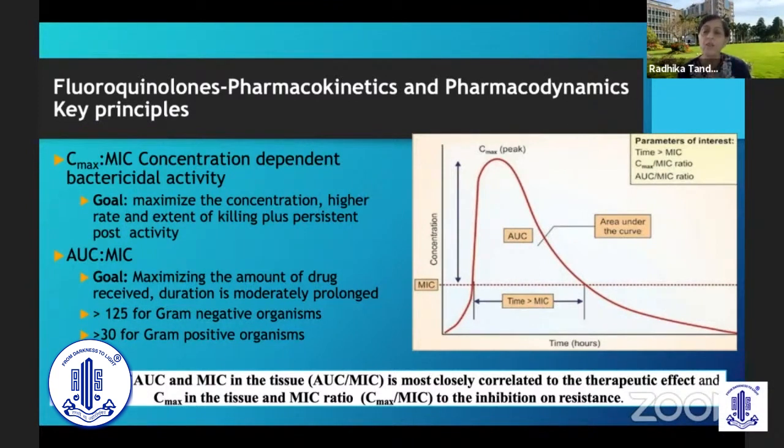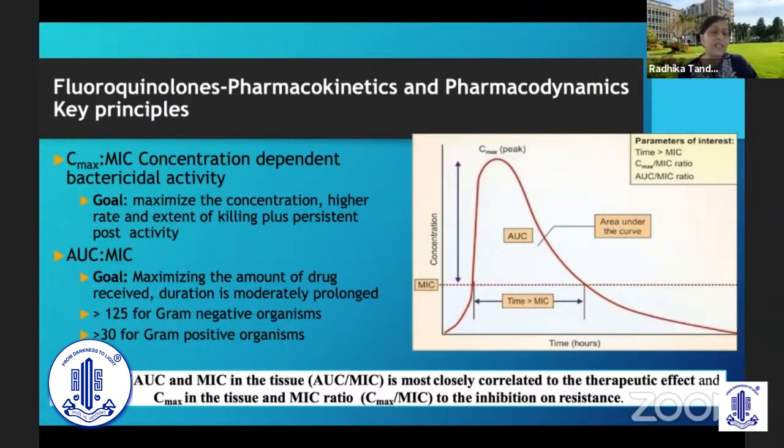We want that high concentration to be maintained for a longer time. So we like to see the time for which the strength is more than the minimum inhibitory concentration. We want to look at the area under the curve for which the concentration is higher than the MIC, that is the effective concentration. And so we can also look at the AUC-MIC ratio, maximizing the amount of the drug received and making sure that its duration of action and availability is prolonged adequately.